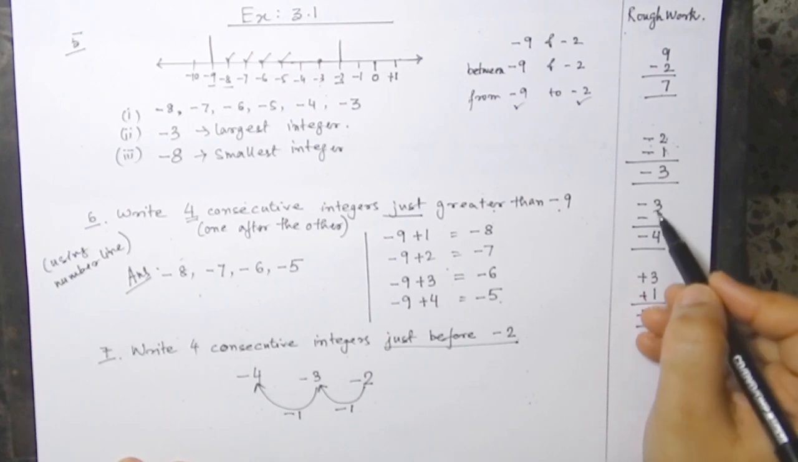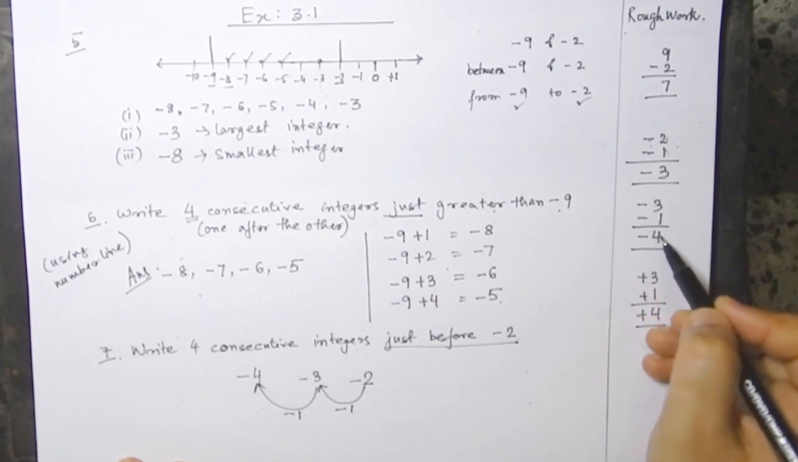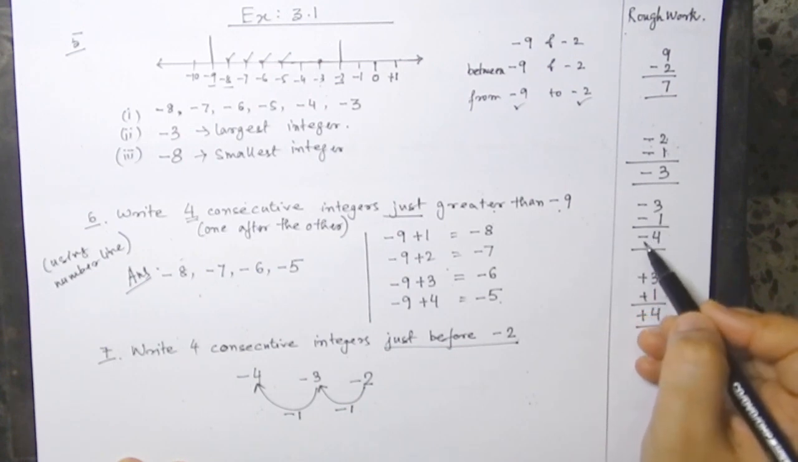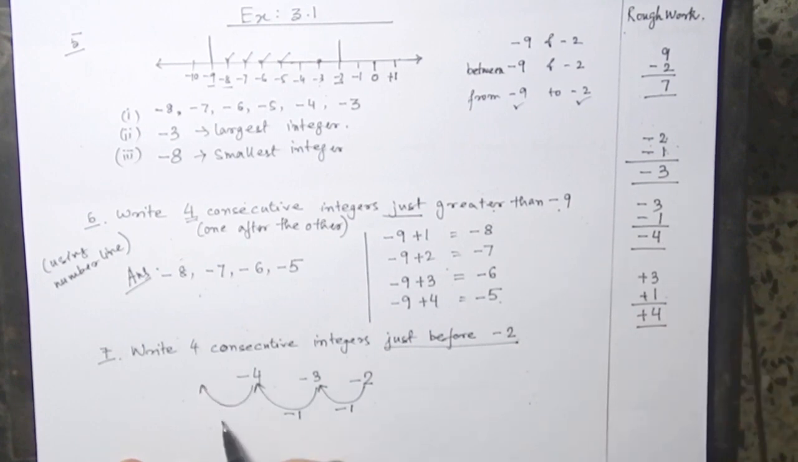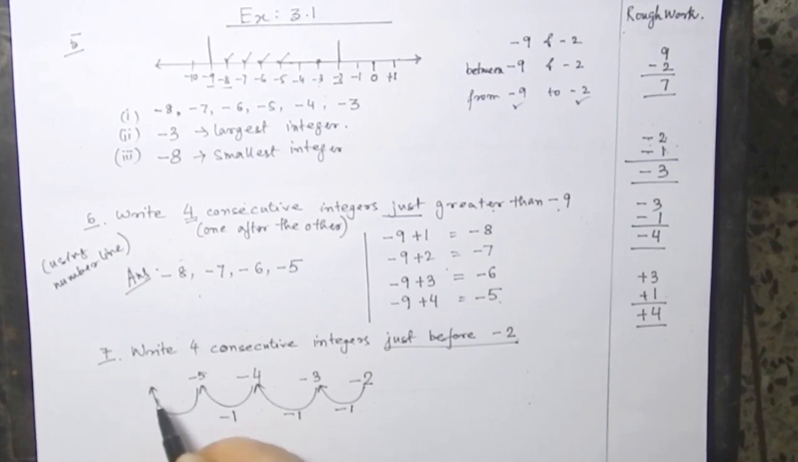Here again these two numbers have the same sign, so I will add the values. 3 plus 1 is 4. And what is the sign of these two values? Negative, that is the minus sign. So the answer will be -4. So again -1, which is -5. Again -1, which is -6.